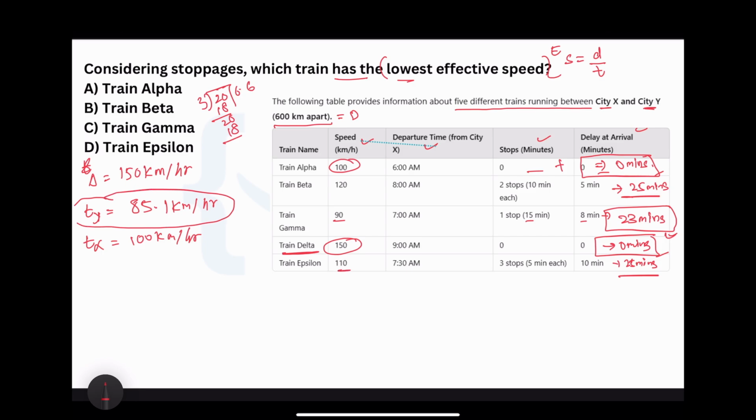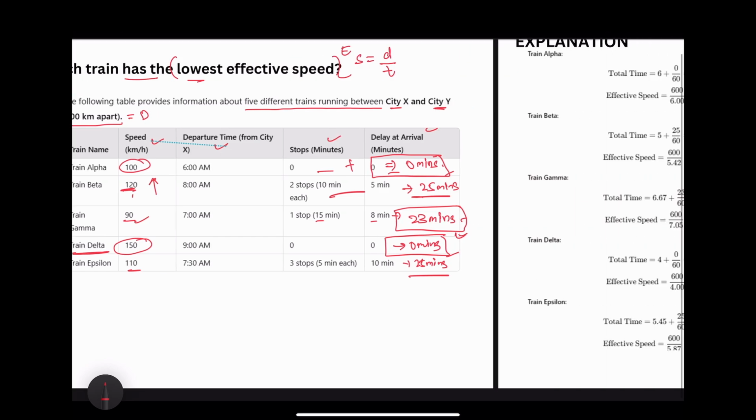Otherwise, the rest have time also, or speed also increased as per this, as well as they have more stops compared to this. So definitely my gamma will give me a more optimal answer. So C will be the right option.